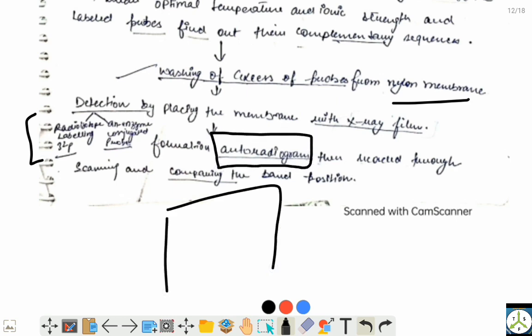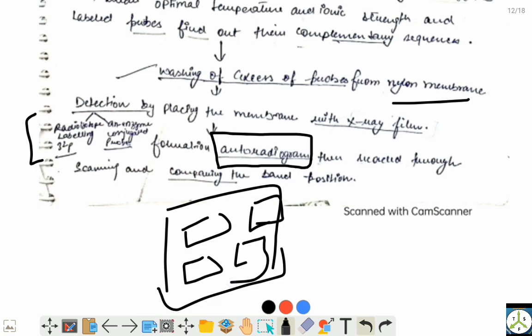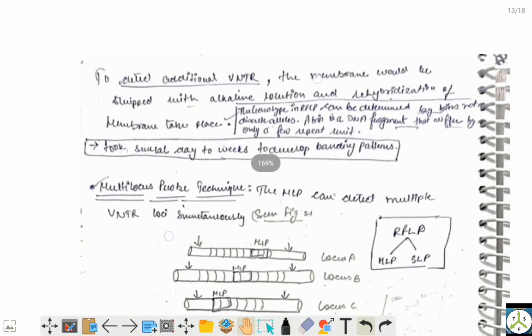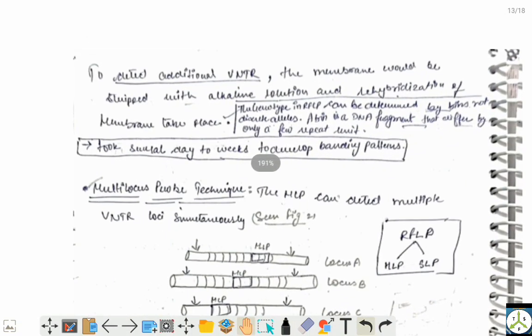So all the barcode-like structures will be formed here. Then we compare with the standard sample. Clear? This is done through scanning and comparing the band positions. Clear? After that, to detect additional VNTR: if we have done the first cycle of the RFLP and we want to detect the additional VNTR, then what do we have to do?